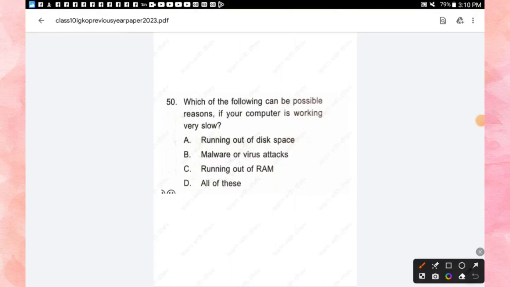Question number 50. Which of the following can be a possible reason your computer is working very slow? Option A is running out of disk space. Option B is malware or virus attacks. Option C is running out of RAM, random access memory. Then option D is all of these. The right answer is option D, all of these.